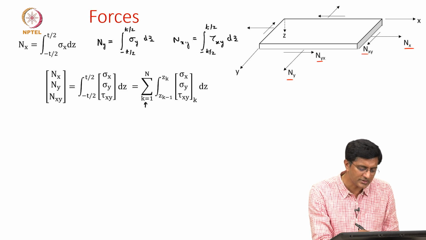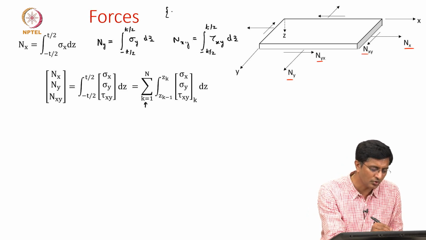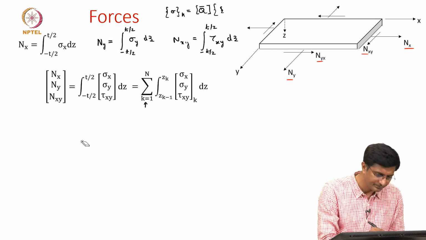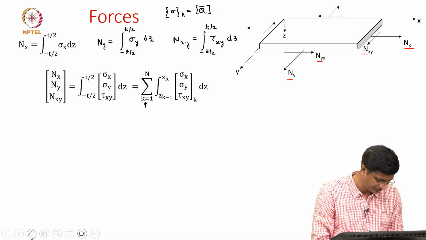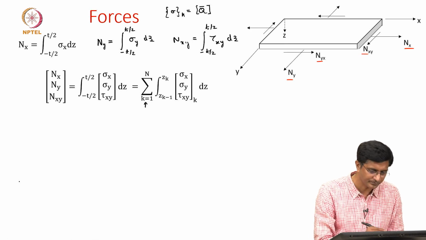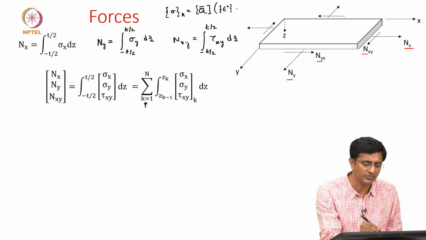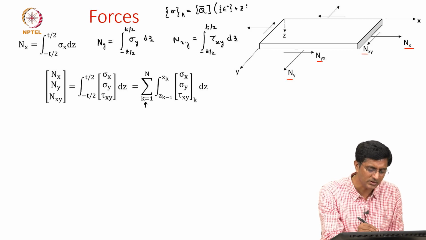Now for these stresses in the kth layer, previously we have shown how to write them. So the stresses in the kth layer, we said, are written in terms of the stiffness matrix or the transformed stiffness matrix times the strains. So how do we write the strains? We wrote them in terms of the mid surface strains plus z times the curvatures.